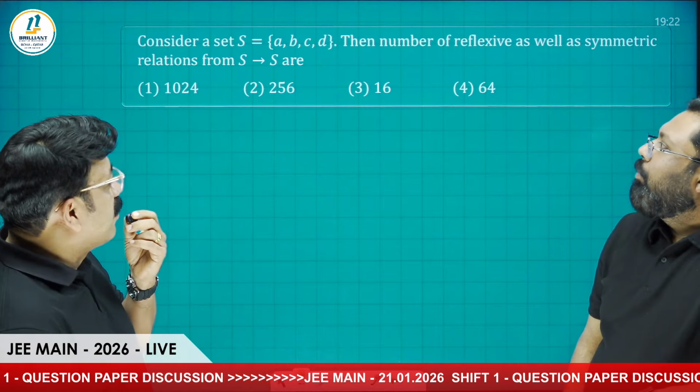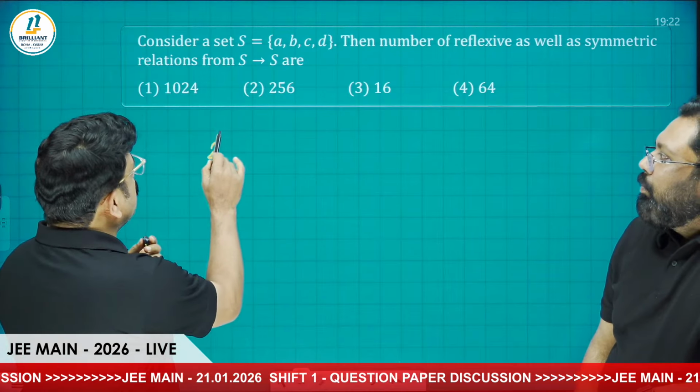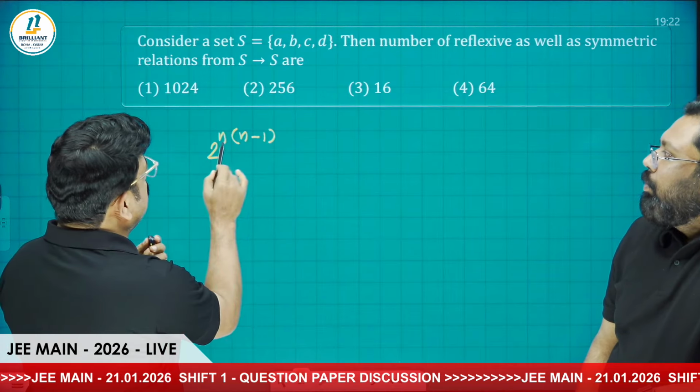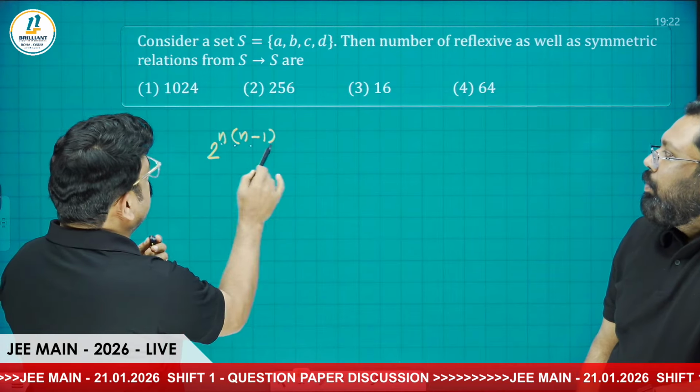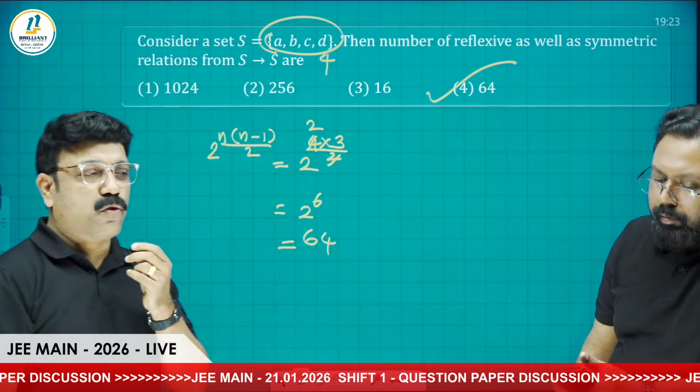What's the formula for finding the number of reflexive as well as symmetric relations? 2 raised to n into (n minus 1) upon 2. Exactly. Just apply it here. How many elements are there? 4. So 2 raised to 4 into (4 minus 1) which is 3, divided by 2, cancels 2 times. Then 2 raised to 6 equals 64. 64 is the answer. A very direct, very simple question.